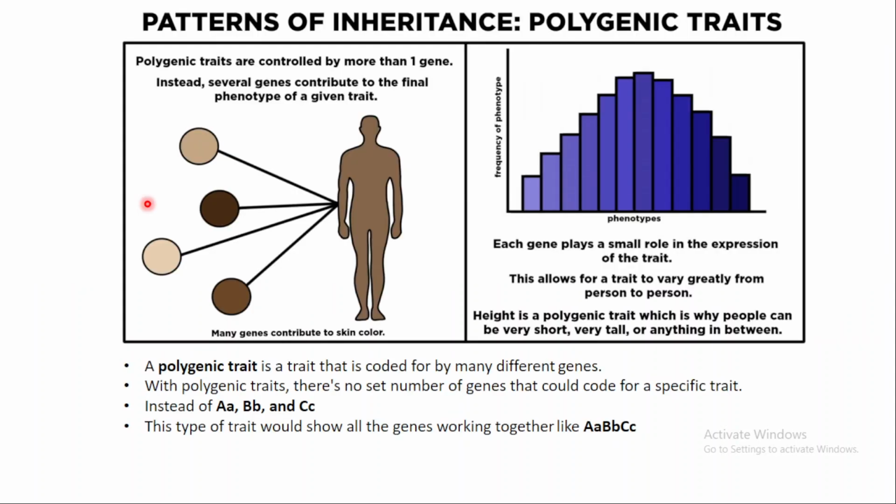Now, is this clear to the students? Polygenic inheritance and how a population will show polygenic inheritance, the basic fundamental definition, and how do these traits work? Is it clear to the students?